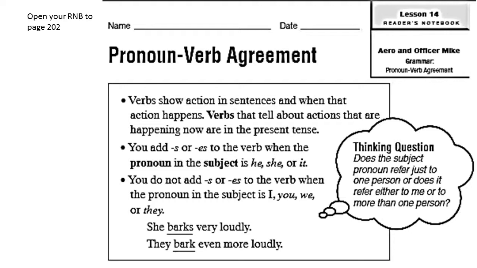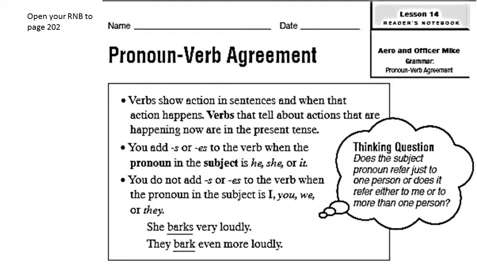So let's look at the first sentence. She barks very loudly. If you have she, you're going to add that s. Okay, and let's look at the second sentence. They bark even more loudly. And that's when you do not add s or es.